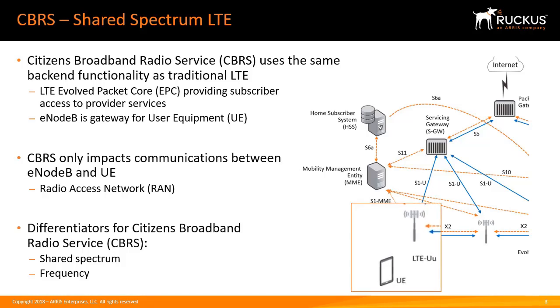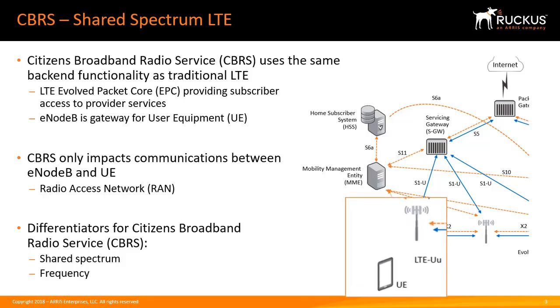The only modification for CBRS is the connection between the eNodeB and the user equipment. 2 key methodologies are different for CBRS: the use of a shared spectrum and the newly allocated RF band used for accessing the services. Each of these will be covered in the remainder of this presentation.